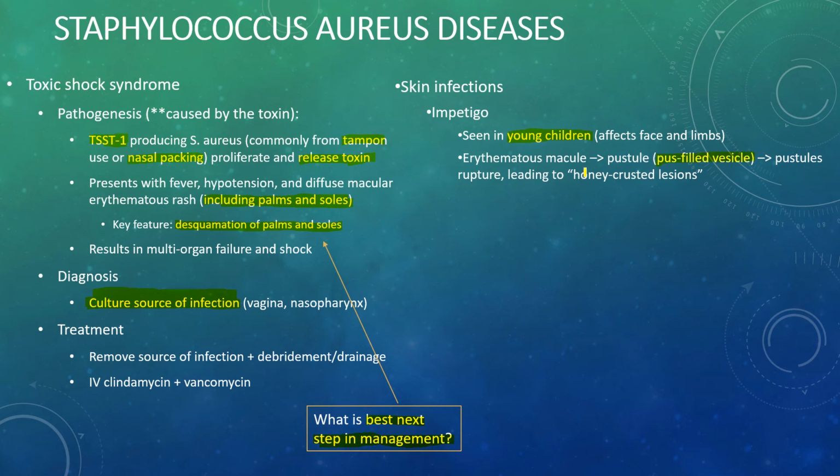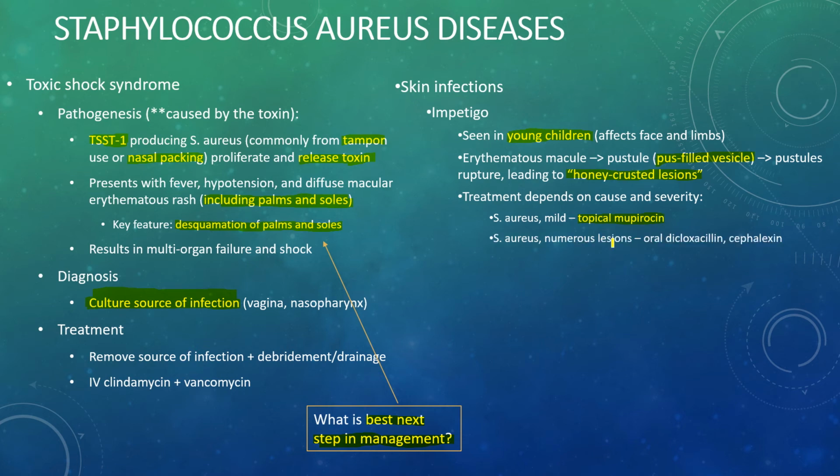And the pustules rupture, leading to a honey-crusted lesion. So you have this honey-colored, crusting, like thick lesion on the skin. And if you want to culture, you can actually lift up the lesion and culture what's underneath it. And treatment depends on the cause and the severity. So if it's caused by Staph aureus, it's very mild, not causing systemic symptoms, you just give topical mupirocin, a topical antibiotic, to solve the problem.